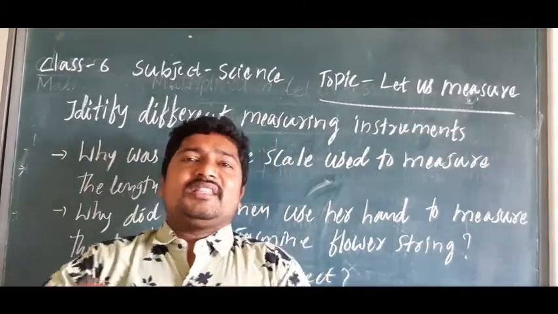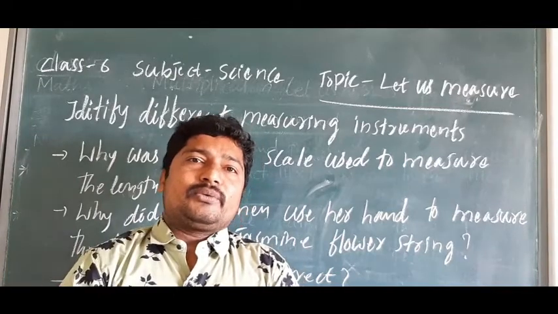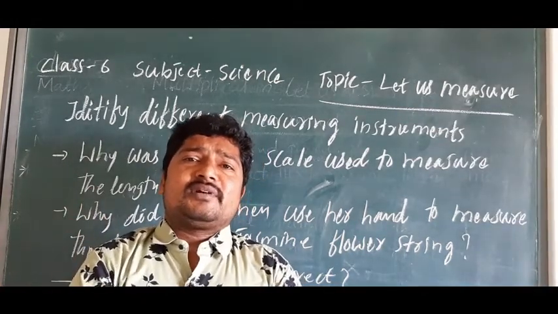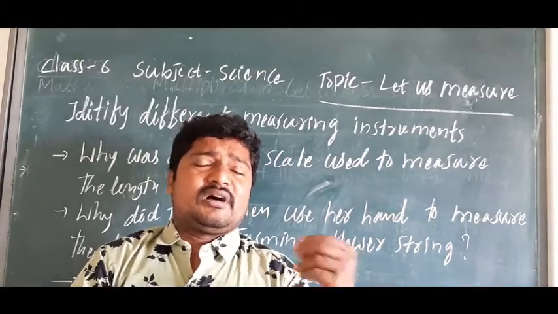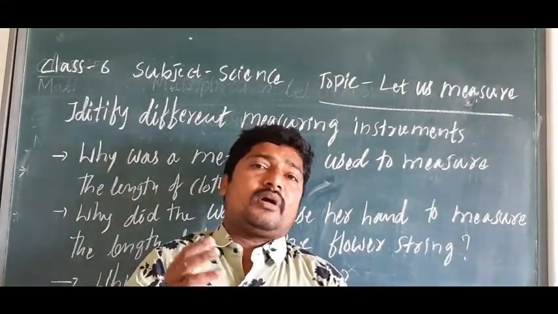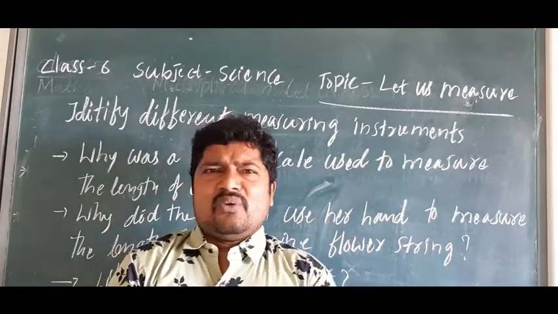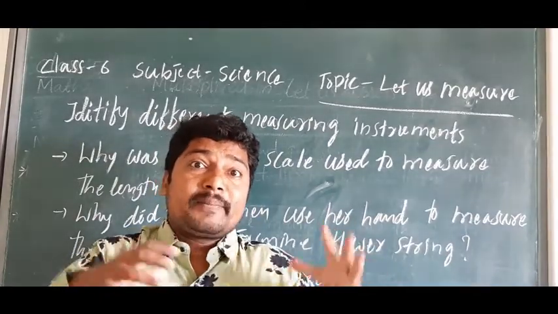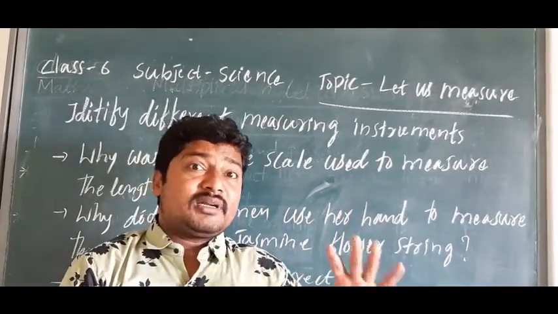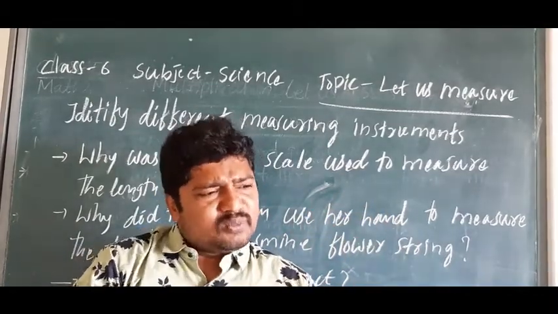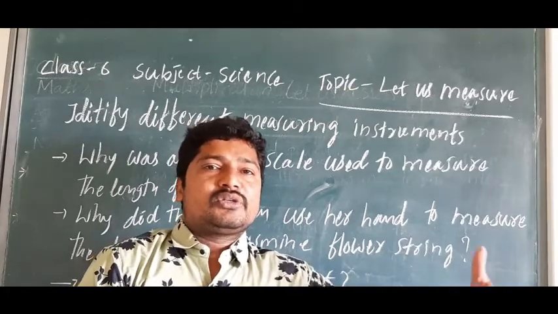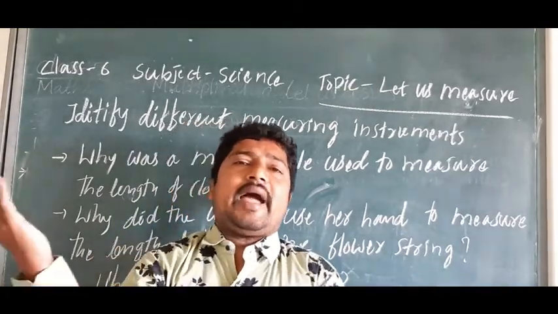Am I clear? The second part: when you go along with your mother, we observe the flowers. While they give us flower strings, they measure them with their hands, whether palms or what we call handspans, isn't it? Why are people using these different methods? That is the first thing. Second, have you observed whether both are correct or wrong? Which is the correct one: the metal rod for clothes, or the hand?